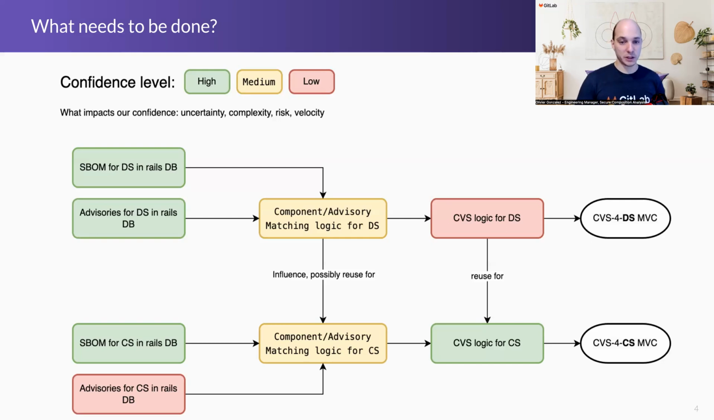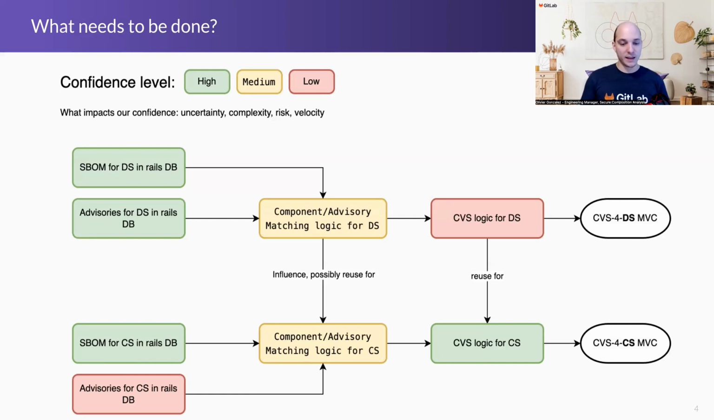And then once this is done for dependency scanning, we have to repeat the same thing for container scanning. The good thing is that a lot of what will be done for dependency scanning will influence or rather be reused totally or partially for container scanning. That's why, for instance, you may see that for the CVS logic part, we have a higher level of confidence because this could be basically a rinse and repeat for container scanning. Getting back to the beginning for container scanning, the SBOM part is relatively straightforward. This is something that we already know how to achieve for, I'd say, most of that. So we're mostly very confident about achieving that.